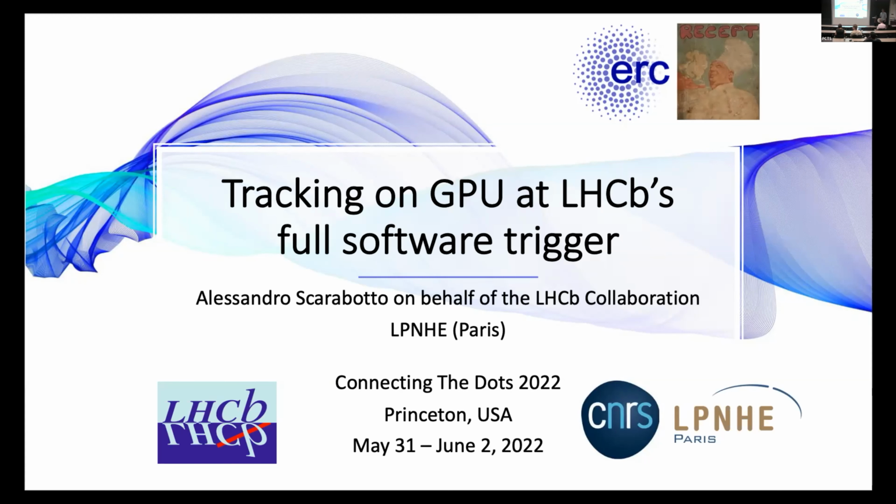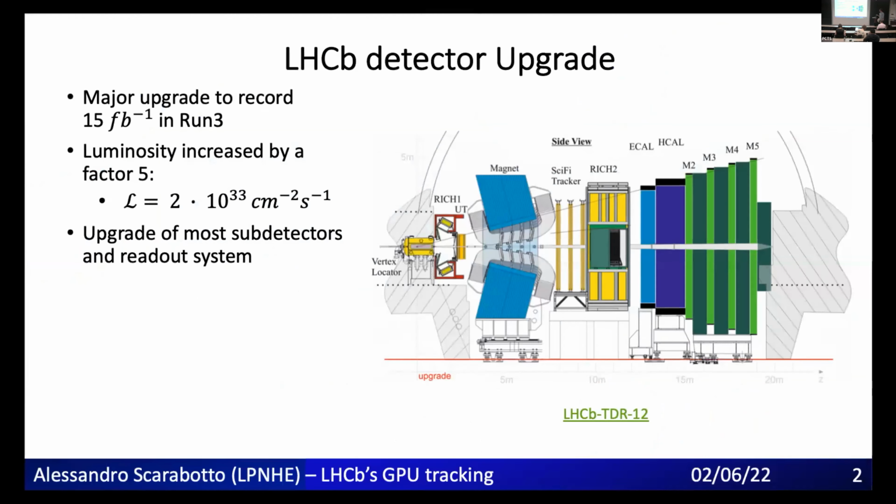So good morning, everybody. I'm Alessandro, and I'll give you a presentation on tracking on GPU with the LHCb full trigger software. Okay, let me start with a brief slide on the LHCb detector upgrade. The goal, with the major upgrade, is to record 15 inverse femtobarns in Run 3, increasing the luminosity by a factor 5, so reaching 2 times 10^33.